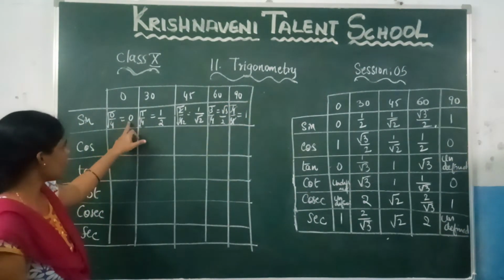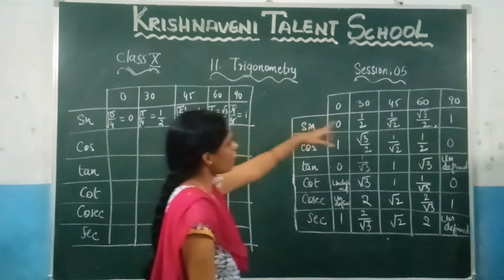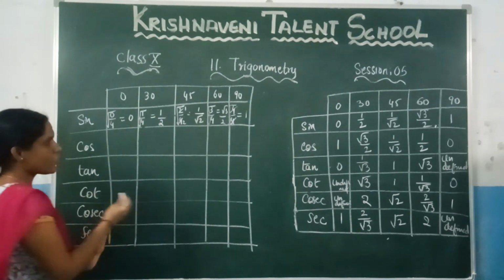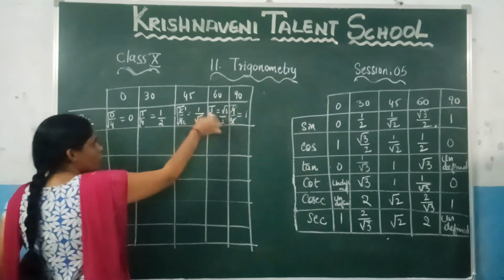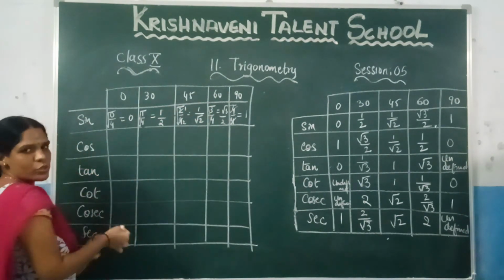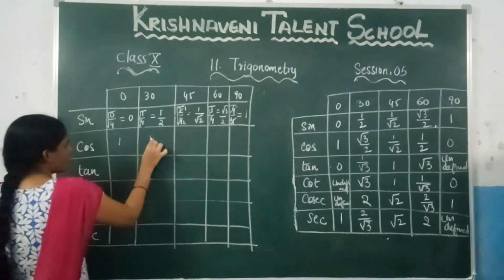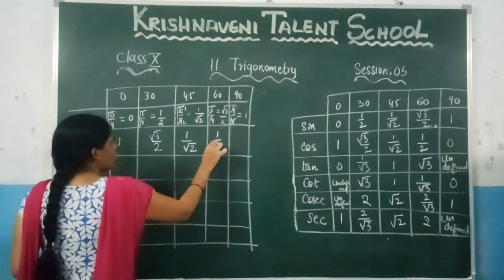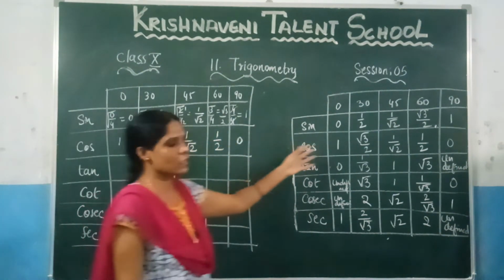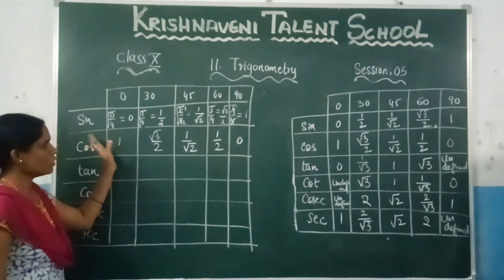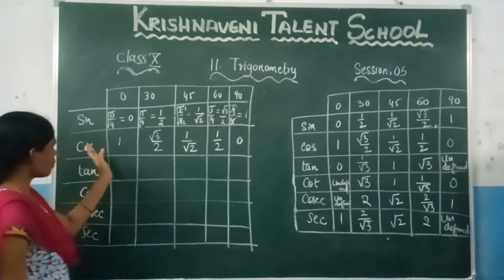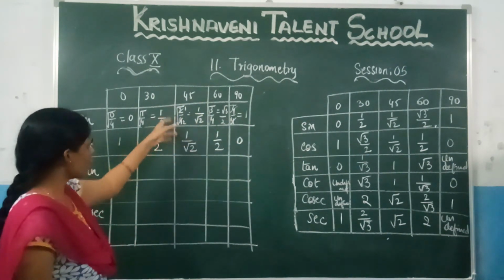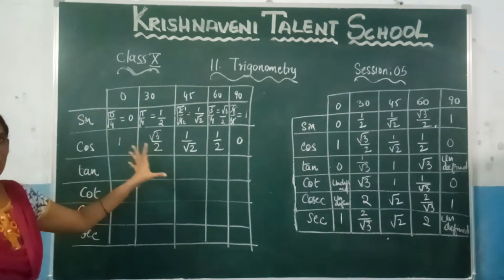So you can observe here you got the values 0, 1 by 2, 1 by root 2, root 3 by 2 and 1. Now if you want to write the cos values, just write them in a reverse manner. That means write here 1, root 3 by 2, 1 by root 2, 1 by 2 and the last 0. You can check that the same thing is there. So what we need to do is just write the values of sine, and if you want the values of cos, just write them in the reverse manner, which is nothing but 1, root 3 by 2, 1 by root 2, 1 by 2, 0. Right?